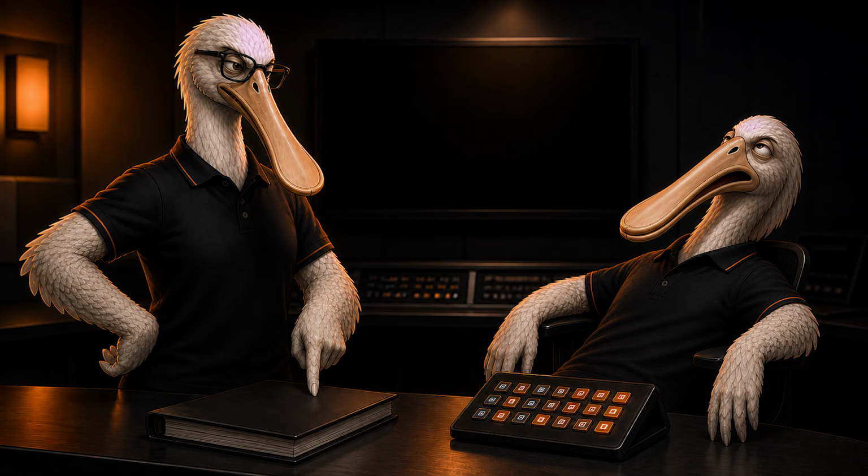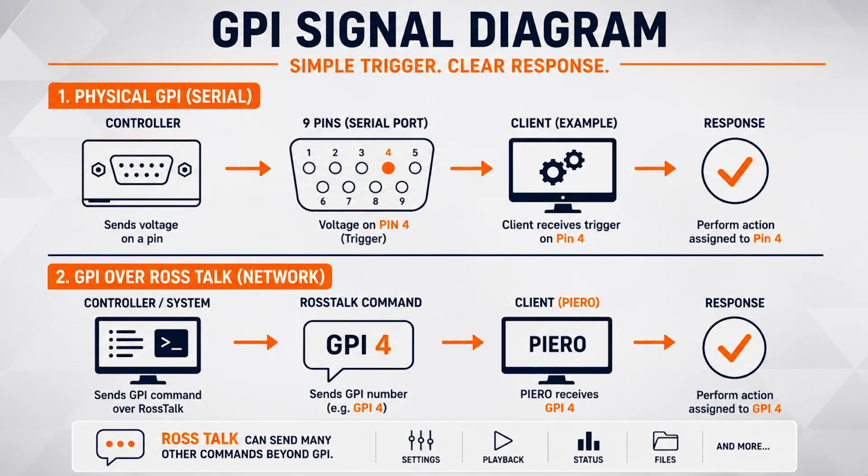But first, some theory. GPI is a single trigger, traditionally sent over a physical connection on a serial port. Each pin can be assigned a function, so a signal on pin 4 tells the client to perform the action associated to pin 4. GPI over Rosstalk works in a similar way, but instead of a physical pin, we send a GPI number over the network. When Piero receives GPI 4, it performs whatever action is assigned to GPI 4. Rosstalk can also send many other commands beyond GPI.